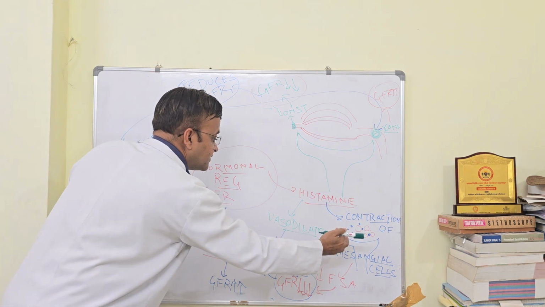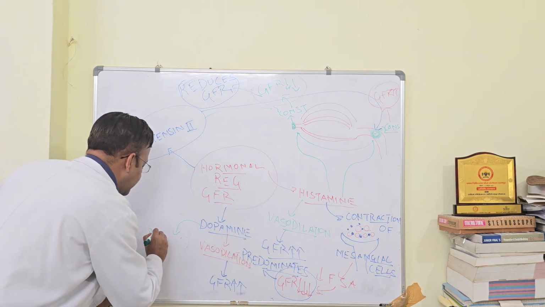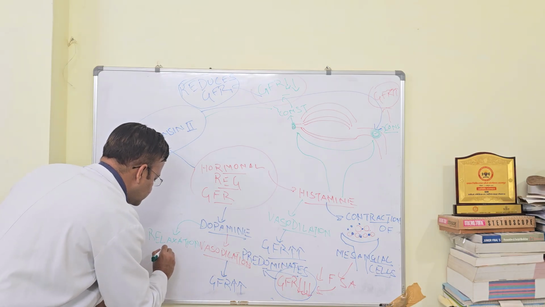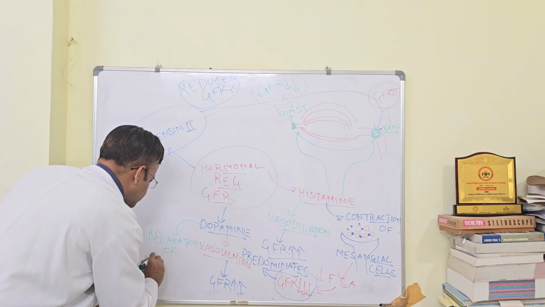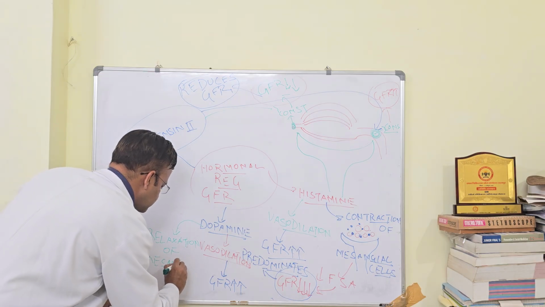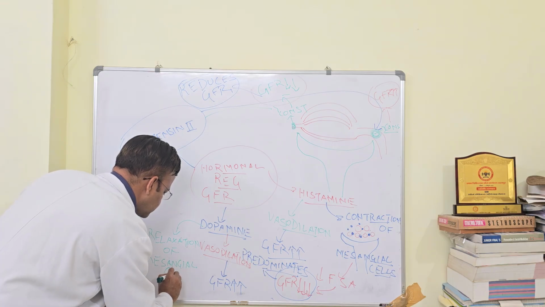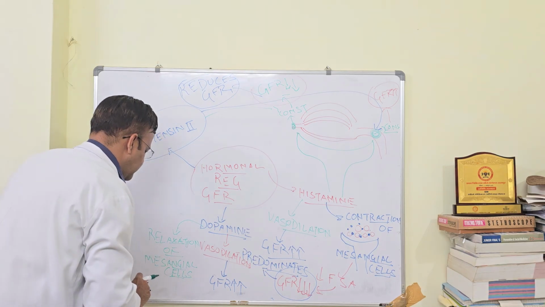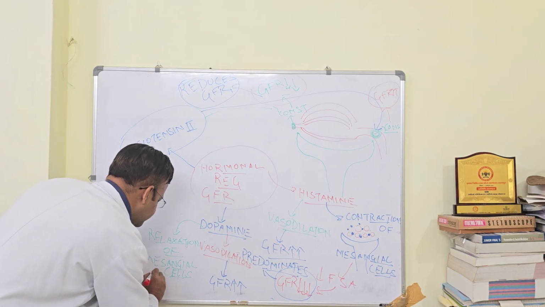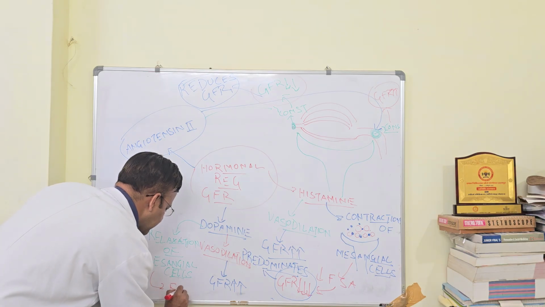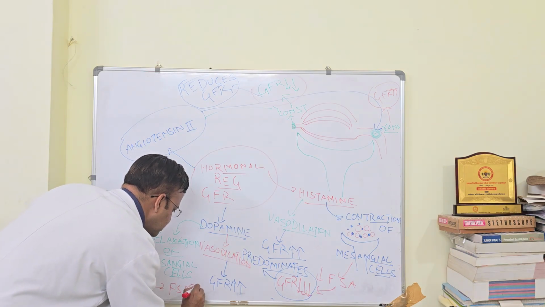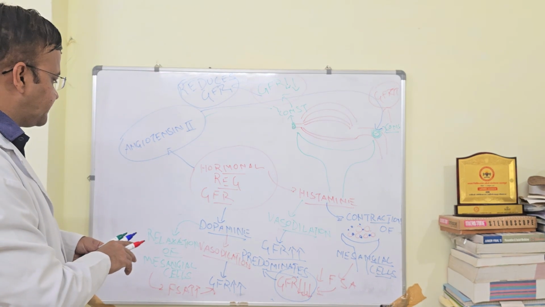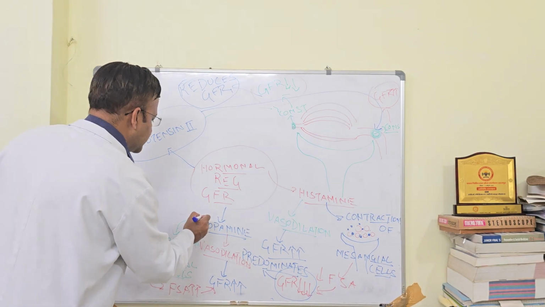The same mesangial cells over here. If they relax, the effective filtration surface area will increase. Right? So filtration surface area will increase. I'll write it simple as FSA, and this will increase your GFR. What else does dopamine do? Dopamine actually leads to reduction in the level of renin.